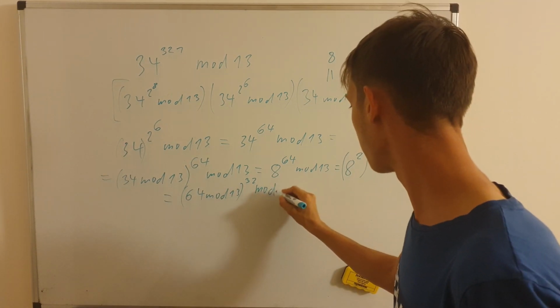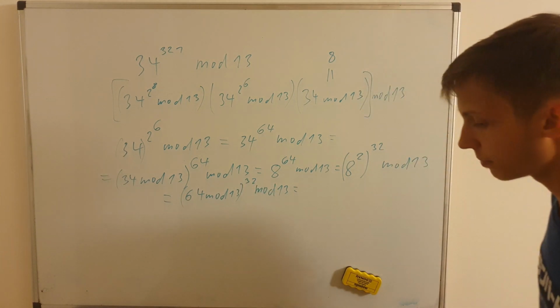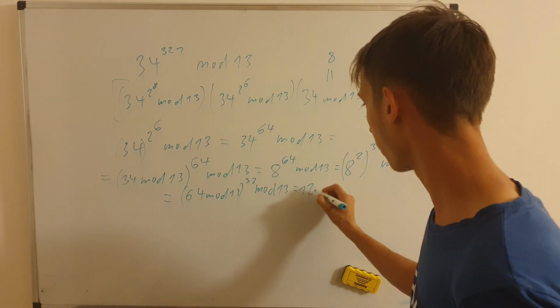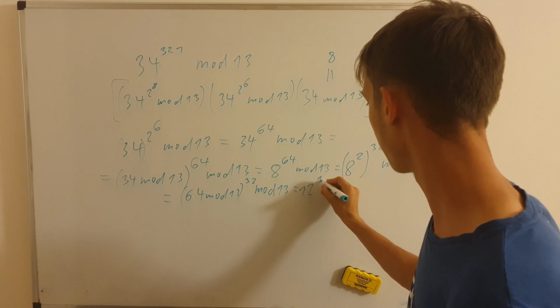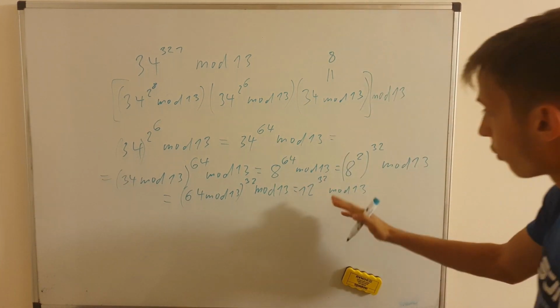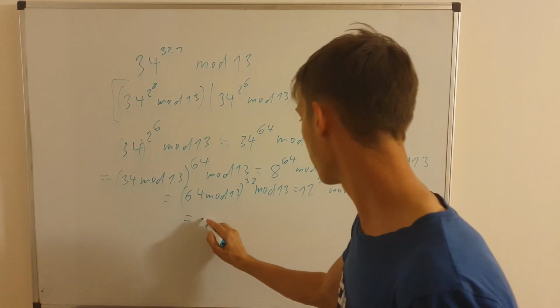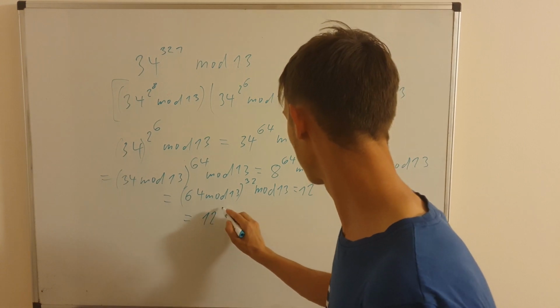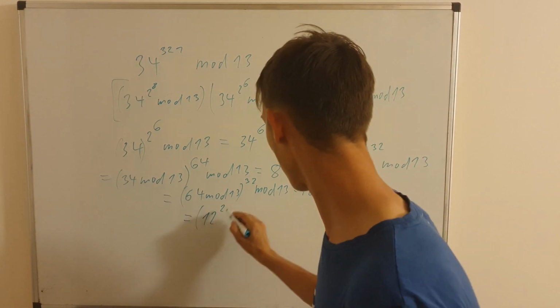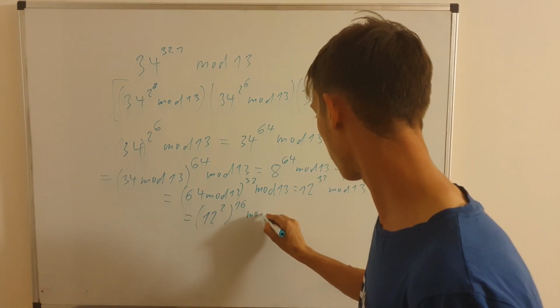So we basically put the mod 13 once again inside. Now 64 mod 13 ends up being 12. So we have 12 to the 32 mod 13. And again, we take one less power. We divide this using exponent properties. So I can do 12 to the second and all of that to the 16. I basically break up this exponent. All of that mod 13.